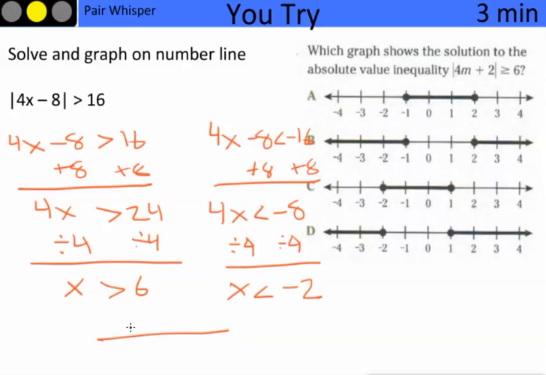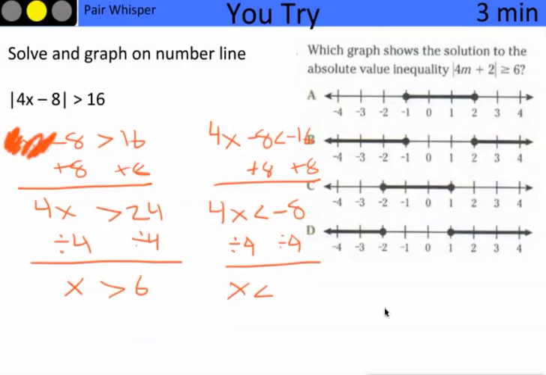On the graph, that would look like less than negative 2 or greater than 6. So these ones go outward. Alright, now let's take a look at this other one. There's not enough space here to really do this one, but the answer is D, so check yours there.